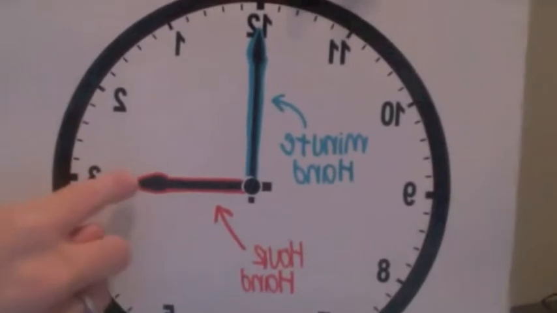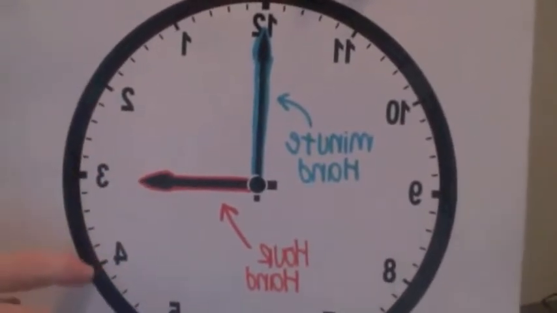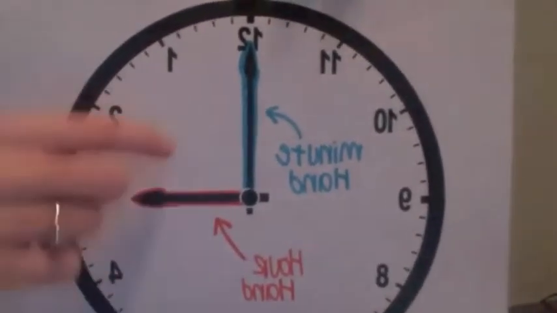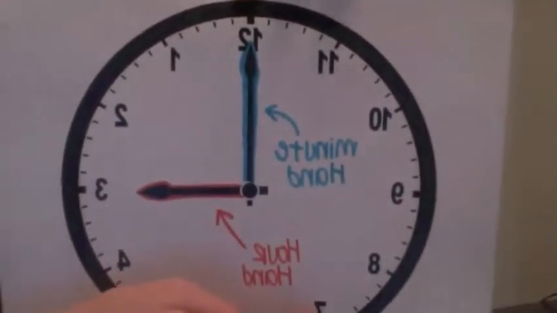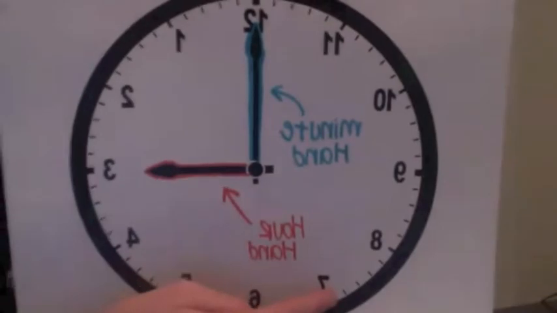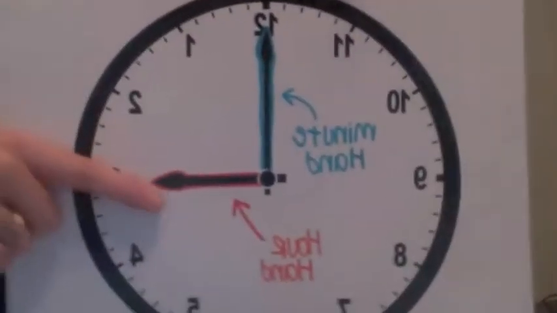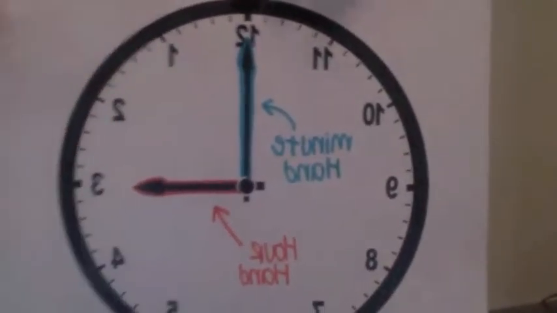Now if this hand was on the 4, that would make us at 4 o'clock. If this small hand was on the 7, that'd make us be at 7 o'clock. So the hour hand's a lot easier than the minute hand. So now I'm going to show you a different analog clock. It's the same process, just a different time.